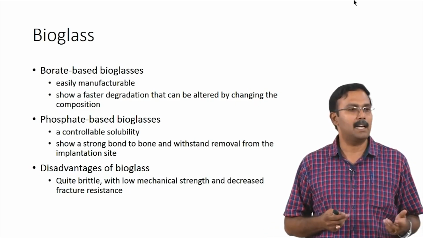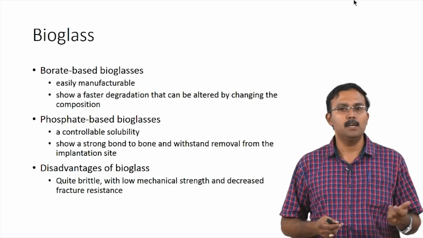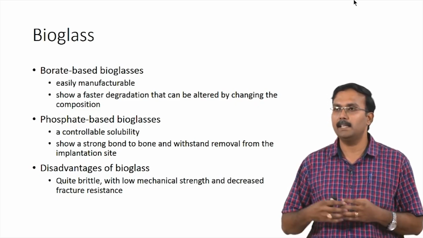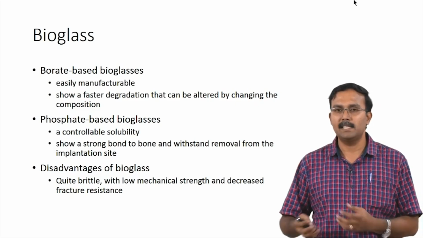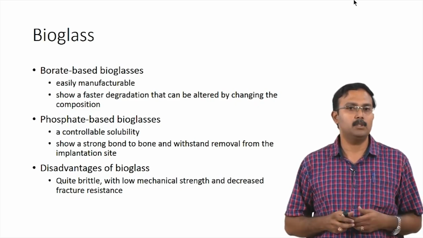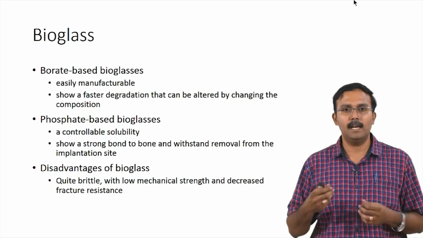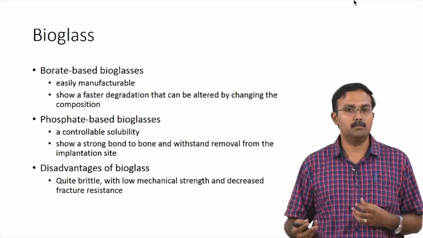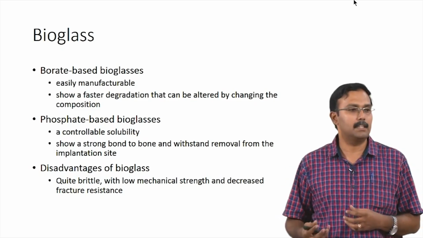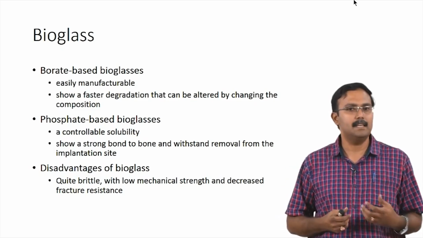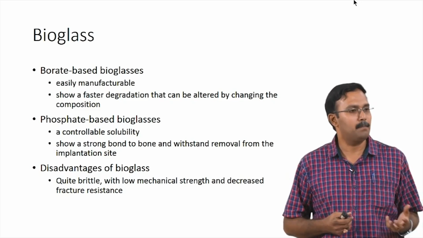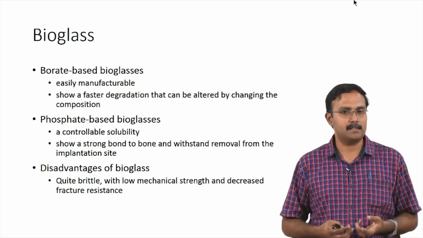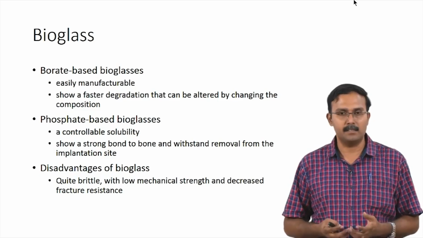Phosphate based bioglasses have controllable solubility, which makes them desirable for applications because you can tailor the way the material gets resorbed. They show a strong bond to the bone and can withstand the stresses at the site of implantation. The disadvantage is that it is quite brittle. All these bioglasses are quite brittle and have very low mechanical strength and decreased fracture resistance.